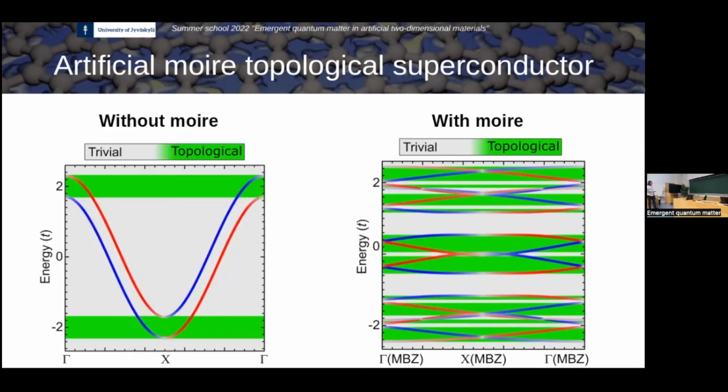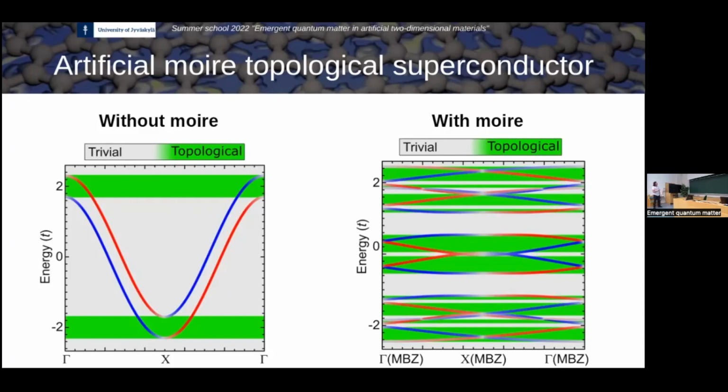So in particular, you can compare the energy windows in which you will get topological superconductivity in the absence of the moire with the presence of the moire. So in other words, just by switching on moire potentials, you can create new topological superconductors in new energy windows that were not available before. So this is a very simple and minimal example of the impact of moire for creating topological superconductors.